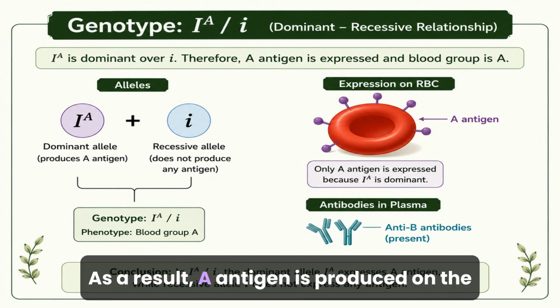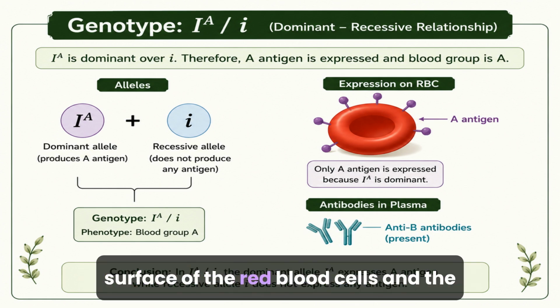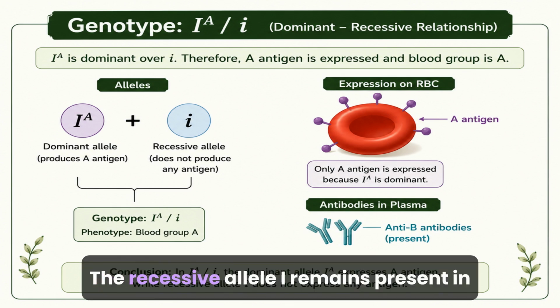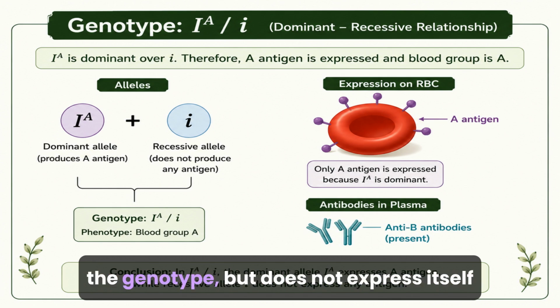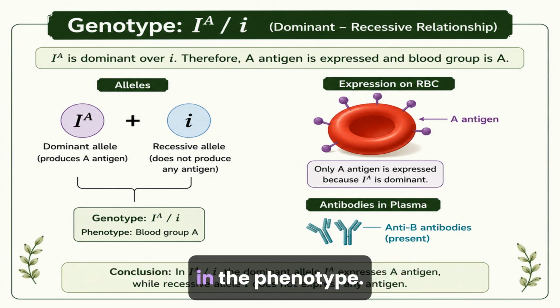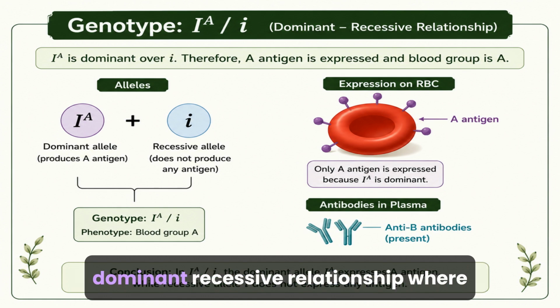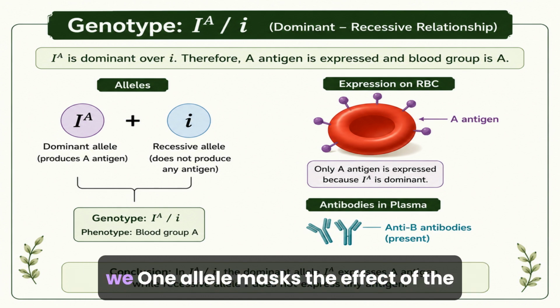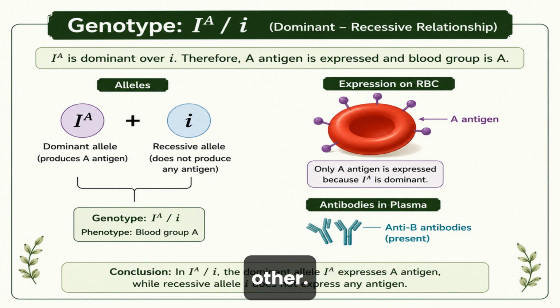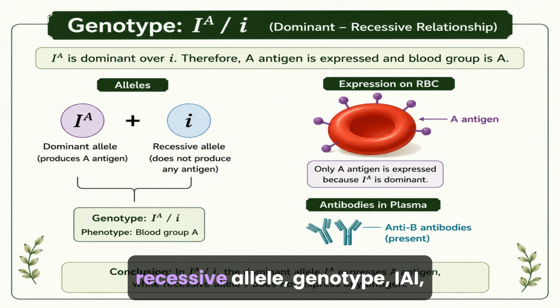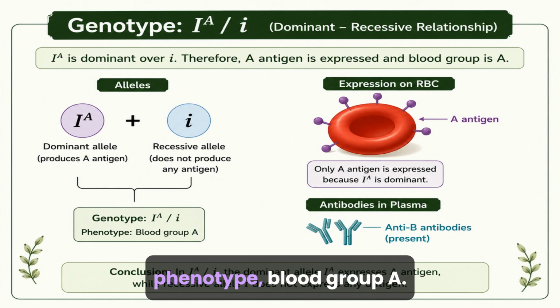As a result, A antigen is produced on the surface of the red blood cells, and the individual shows blood group A. The recessive allele i remains present in the genotype, but does not express itself in the phenotype. So, students, this is a simple example of a dominant-recessive relationship, where one allele masks the effect of the other. IA equals dominant allele, i equals recessive allele, genotype IAi, phenotype blood group A.